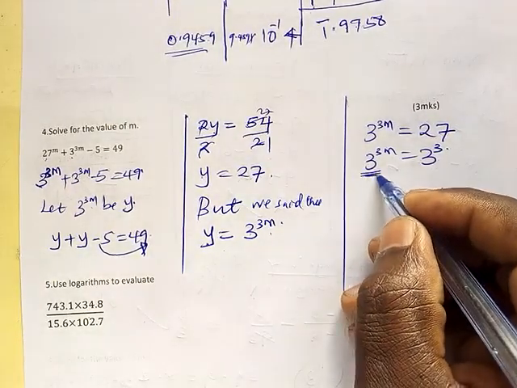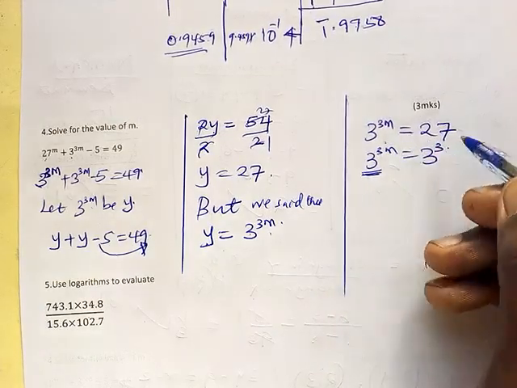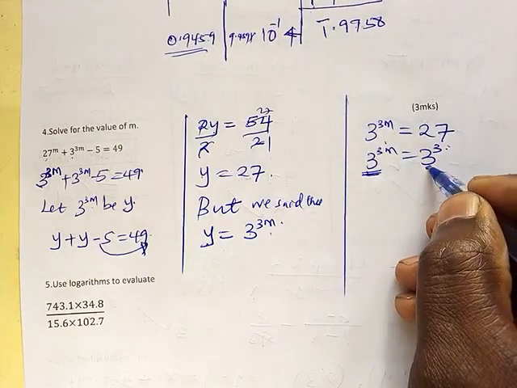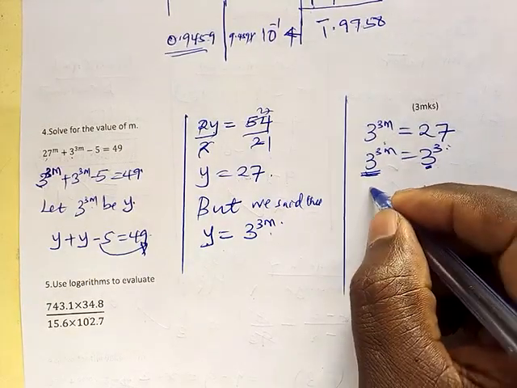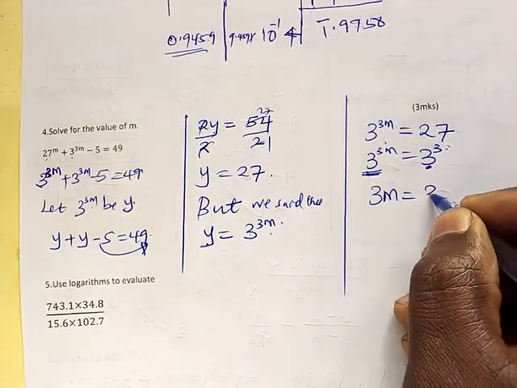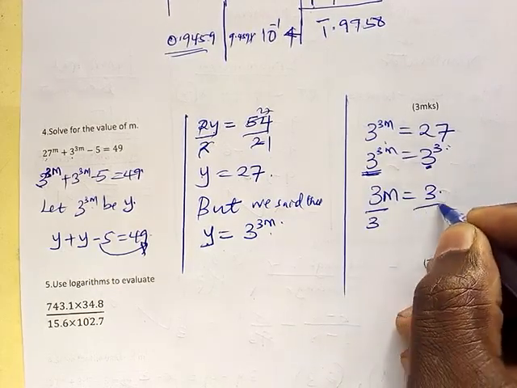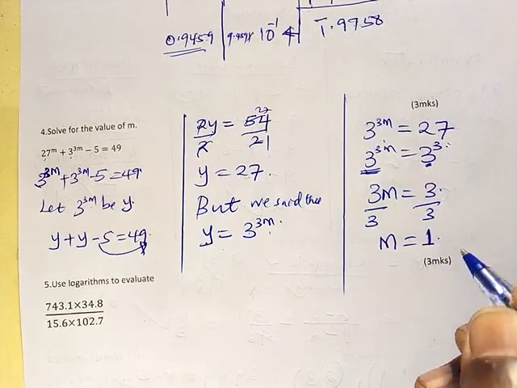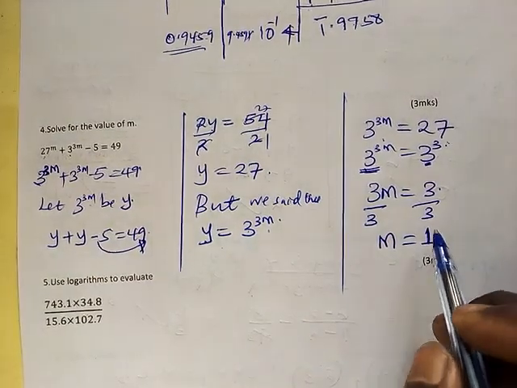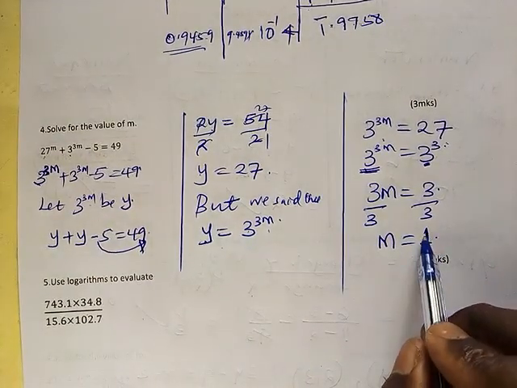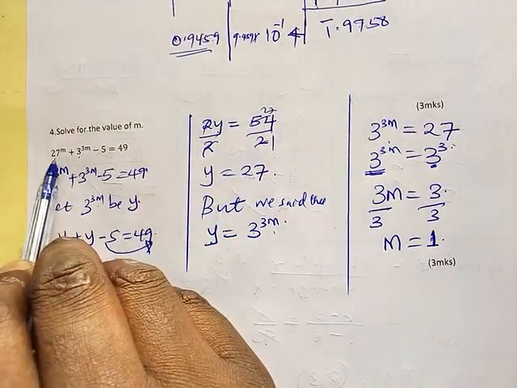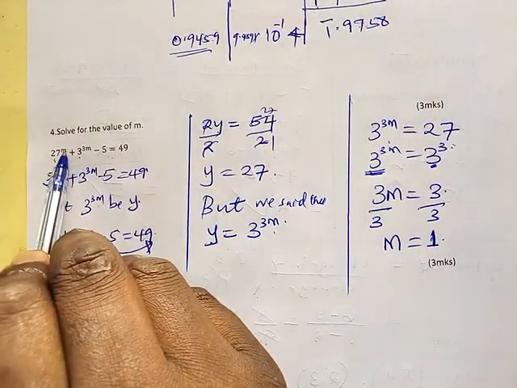That also means that 3 raised to 3m equal to 3 raised to power 3. Now this one is called the base and this is the power. So the bases are the same. We ignore the bases and then we have 3m equal to 3. Therefore, divided by 3, m equal to 1. So if you want to know that the answer is correct, take the value of m here and substitute it in the answer. 27 times raised to power 1, the answer is 27.